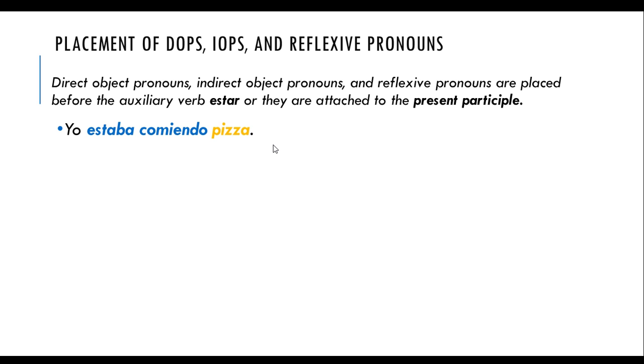So if I were to replace la pizza with the pronoun, it would be la. So it would be yo estaba comiéndola. And then if I'm using a direct object pronoun, I can attach it to the present participle. If I attach it, I have to add an accent on the E. Or you could say yo la estaba comiendo. You could place it before the verb estar.